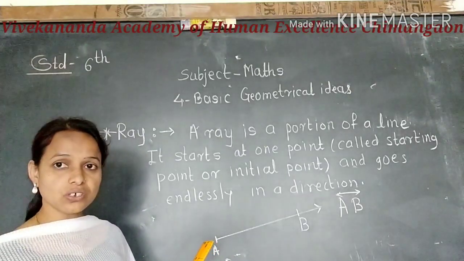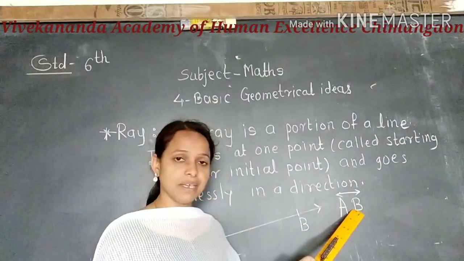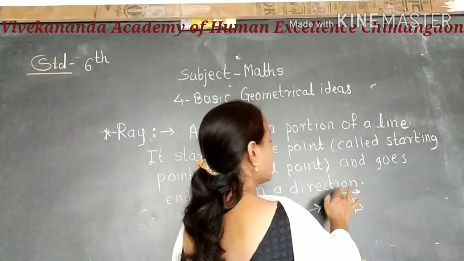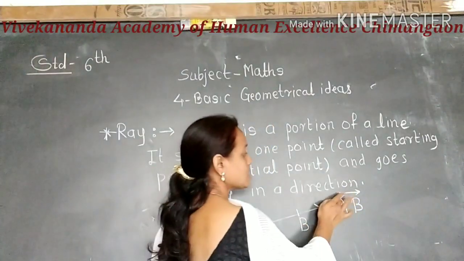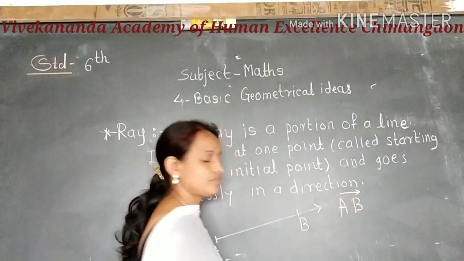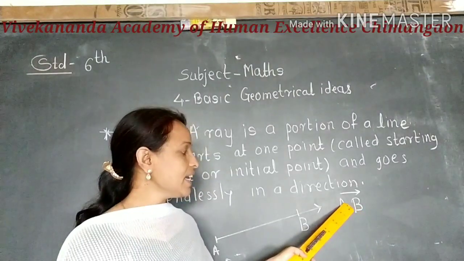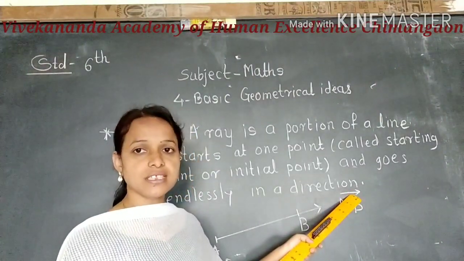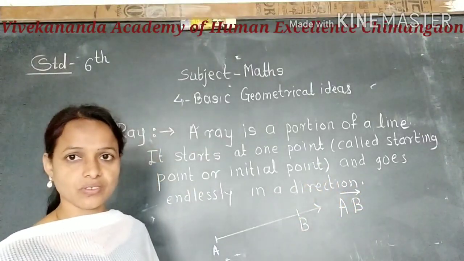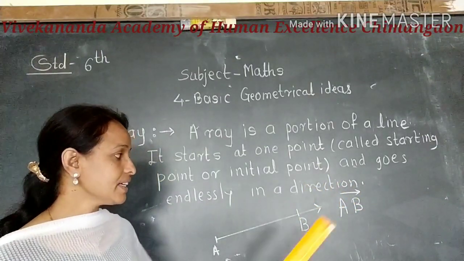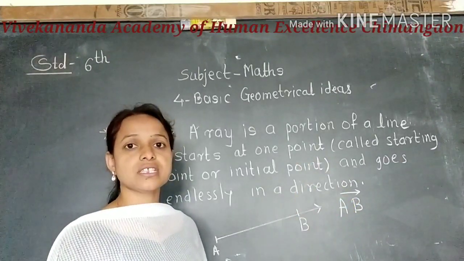And we can denote a ray, see here, ray AB. We can denote ray AB. This is the symbol of ray. You can write ray AB by using this symbol.